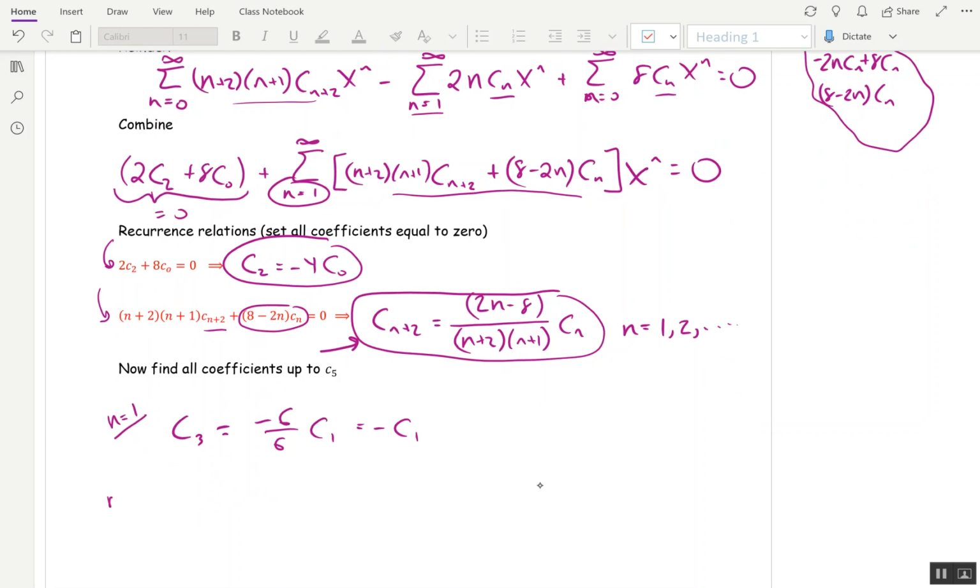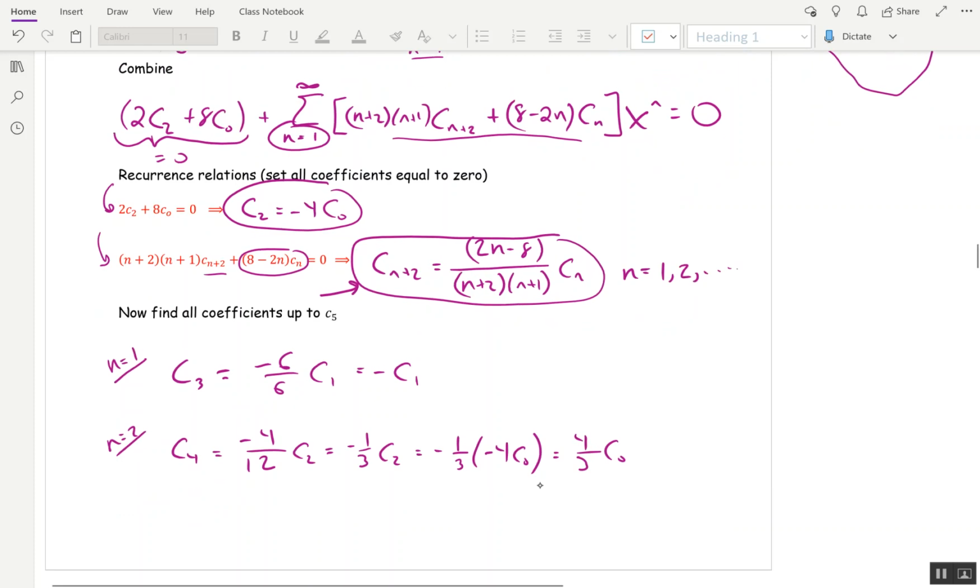Okay, when n is 2, I get C4 is, let's see, negative 4 over 12 C2, which is negative 1/3 C2. I'm not allowed to have C2s, only C1s and C0s. So I look up above and I see that C2 is negative 4 C0. So this gives me positive 4/3 C0.